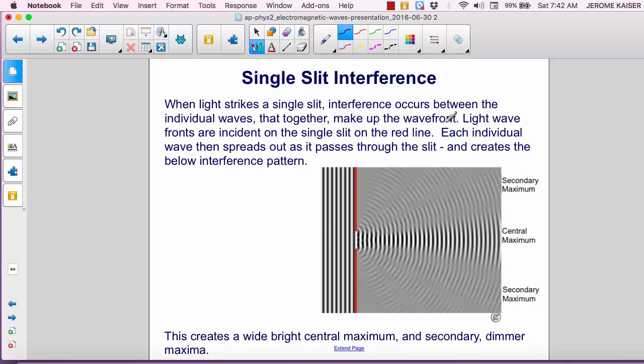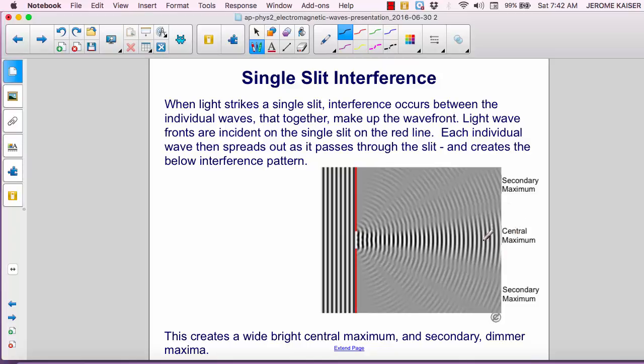We've looked at double slits and many slits. What happens with a single slit? Well, when light strikes a single slit, interference occurs between the individual waves that together make up the wavefront. The light is incident from the left and hits the red line here, which contains a single slit. Each individual wave that comes out of this spreads out as it passes through the slit and creates the interference pattern that you see below.